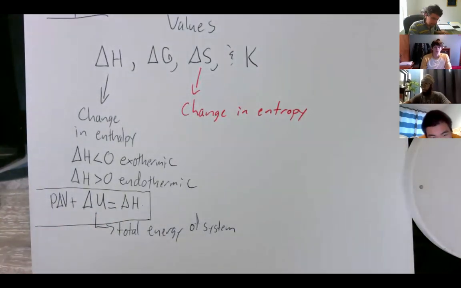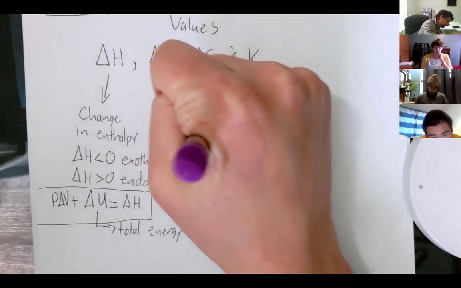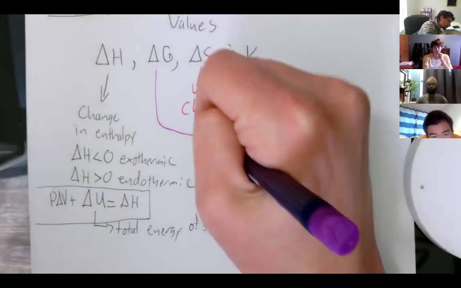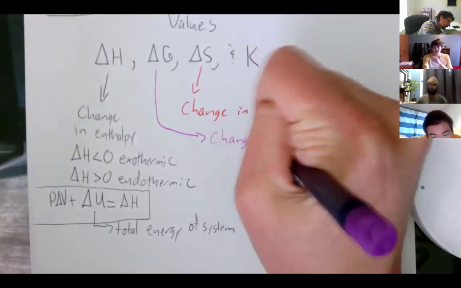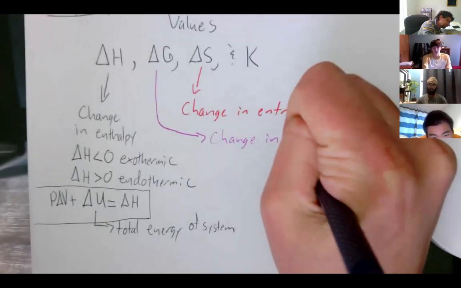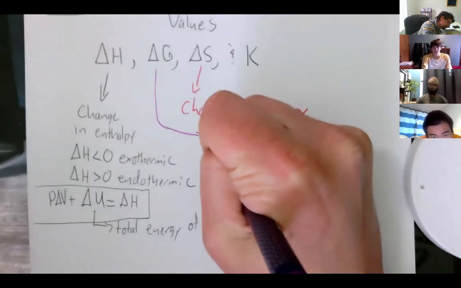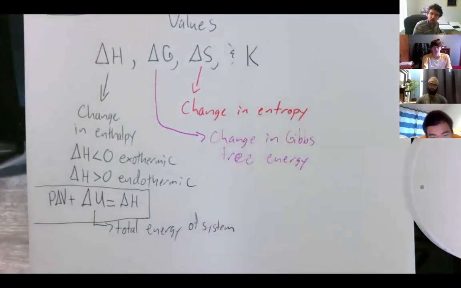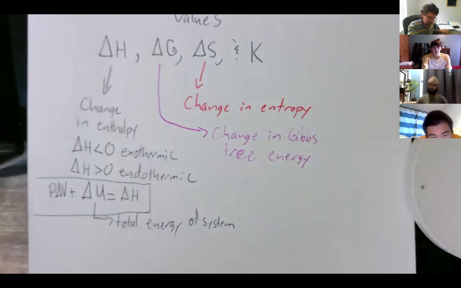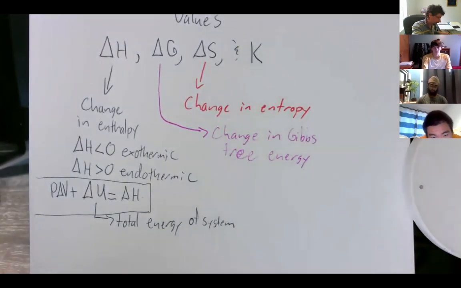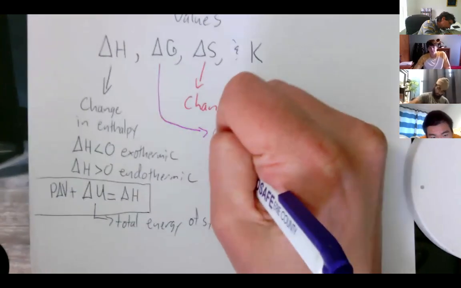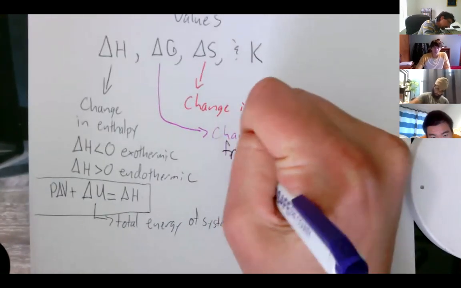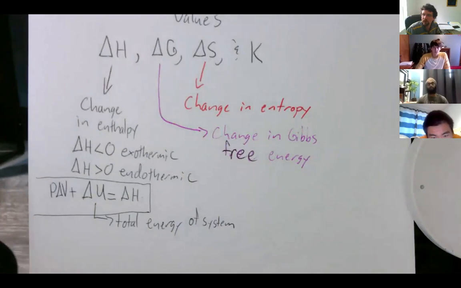Okay. Delta G, what's delta G? Free energy. Yep, change in Gibbs free energy. Okay, my purple's dying, so I'm going to switch to another color. Okay, so it's changes in Gibbs free energy. What does the Gibbs free energy tell us?